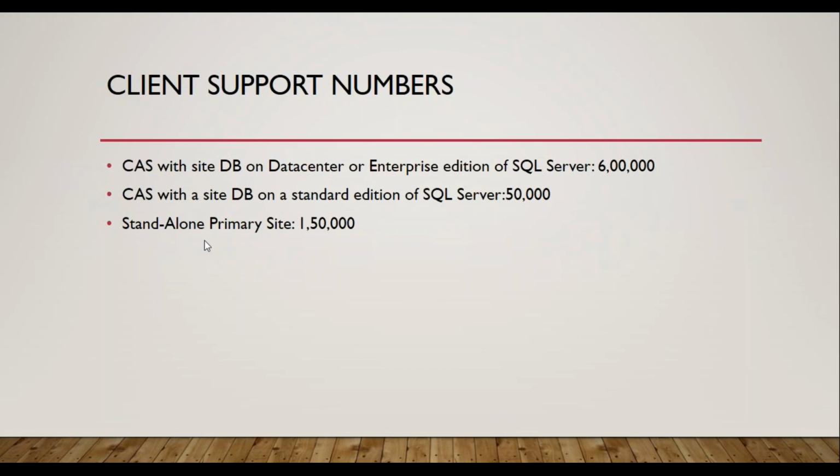Now, the database, as you can see, the name of the database is CM underscore site code. So for every site, you will have only one database. As the name indicates, CM underscore. In this case, the primary site is MAY.